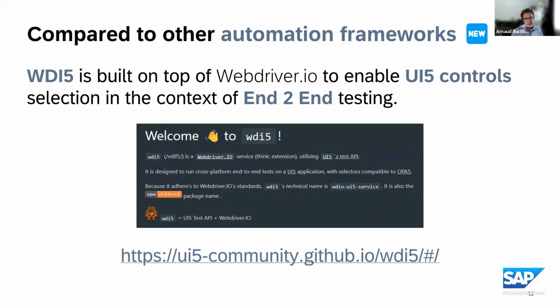You might also have heard about WDI5. So WDI5 is built on top of WebDriver IO, and this great tool enables UI5 control selection. So it's like leveraging those WebDriver IO to the level of OPA so that you can actually select components based on the types rather than based on the HTML that is being generated. So WDI5 is a great tool. Still, it's designed to do end-to-end testing. So we are at a high level in the pyramid of test compared to OPA or QUnit.